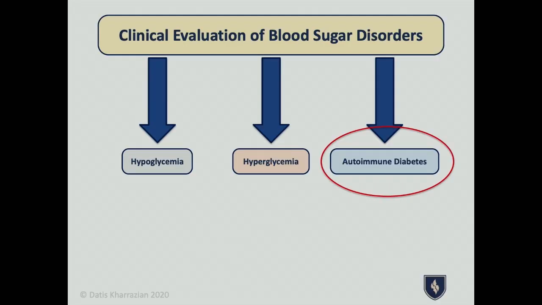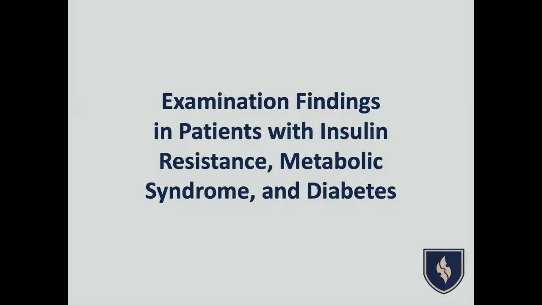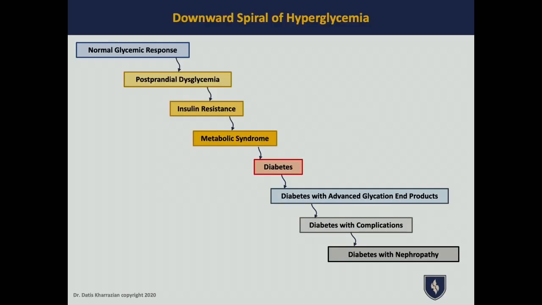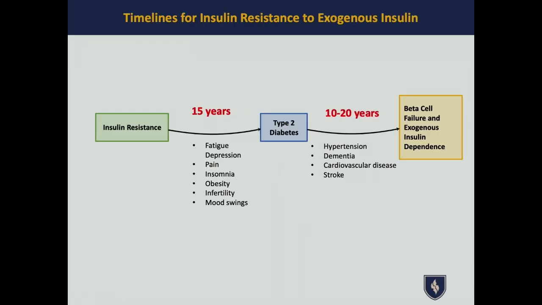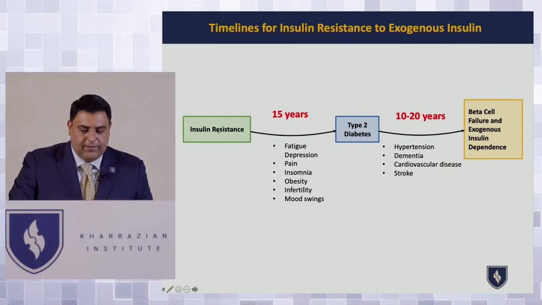Now, as we get into autoimmune diabetes, let's shift into the hyperinsulinemia, insulin resistance pattern. For these individuals, remember, they go down this negative spiral from just the postprandial glucose response, insulin resistance, to metabolic syndrome, to diabetes, and then diabetes with HbA1c elevations, and then with complications and nephropathy. And when you're looking at the timeline, remember, from when someone starts to develop insulin resistance to go down that downward spiral, it could take 15 years before they get into type 2.